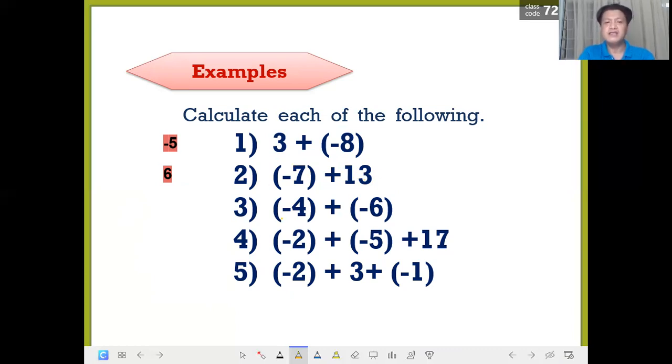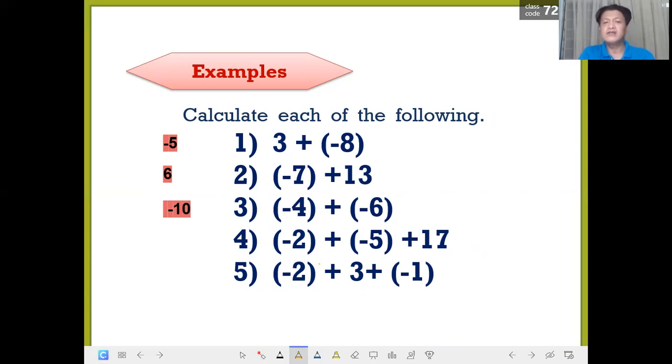Okay, then number 3, -4 plus -6. This is same sign. Okay, meaning to say, add the numerical value, 4 plus 6 is 10. Since they are both negative, copy the sign. Kaya ang sagot natin is -10.